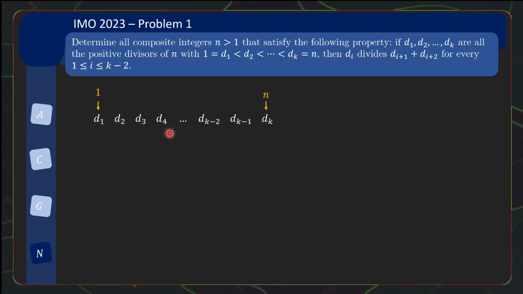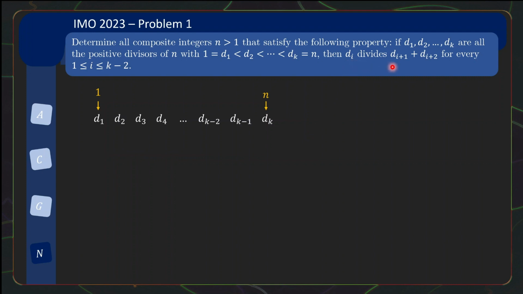So we have the divisors here in increasing order. d1 is 1 and dk is n. And for each divisor, it divides the sum of the next two divisors. So there are a few possible ways to approach this problem. I'll share the solution which I think is the easiest to motivate.